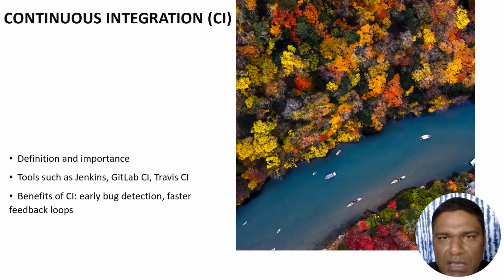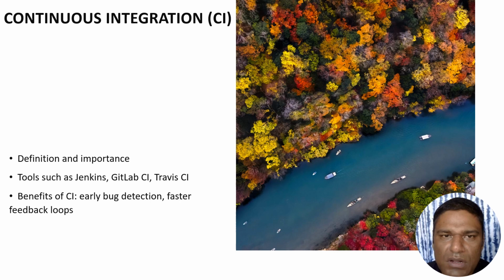Continuous integration is a practice where developers frequently integrate their code changes into a shared repository, that is a version control system. Continuous integration is also popularly called CI, and this CI process is entirely automated and it often involves running tests to ensure that the new changes the developer has made do not break the existing code base, existing functionalities.